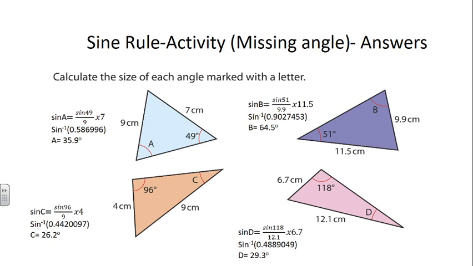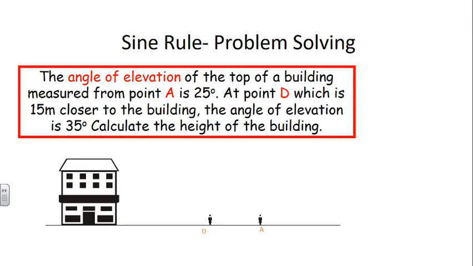Now, in an exam, they may give you a straightforward triangle, just like the ones you've just attempted, or they may give you a worded question. So, we've got the angle of elevation of the top of a building from a point A is 25 degrees. At point D, which is 15 metres closer to the building, the angle of elevation is 35. We need to calculate the height of the building.